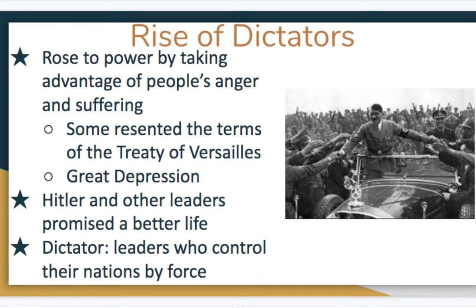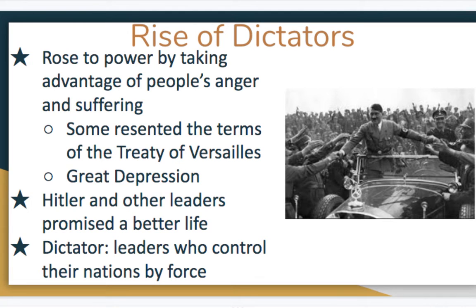Now if the whole society was really struggling, like countries such as Germany and Italy, they were willing to take different steps in different directions to solve a problem. People like Adolf Hitler and other leaders promised a better life, and they were able to attract people through the media and through propaganda. Dictators are leaders who control their nations by force. After World War I, we had a lot of strong democratic allies. Unfortunately, those powers kind of fell apart, besides England and France.